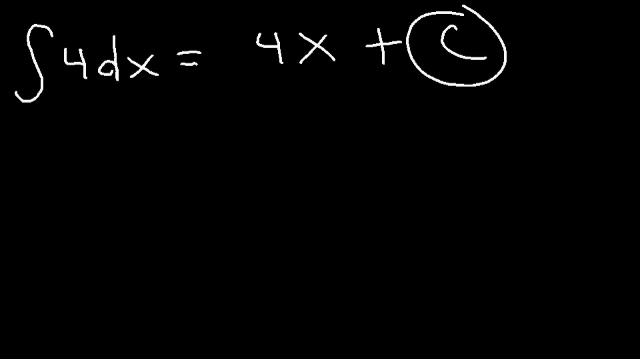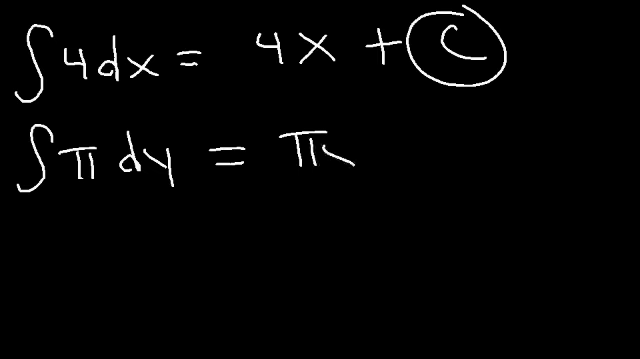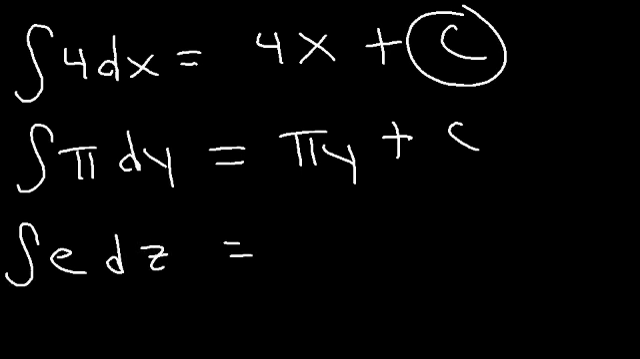So what about, let's say, the antiderivative of pi? Let's say it's dy instead of dx. All you need to do is add a y variable to it. It's going to be pi times y plus c. Now what about the antiderivative of e dz? E is a constant, so it's just going to be e times z plus c.